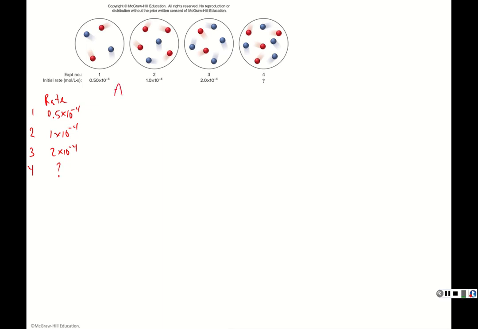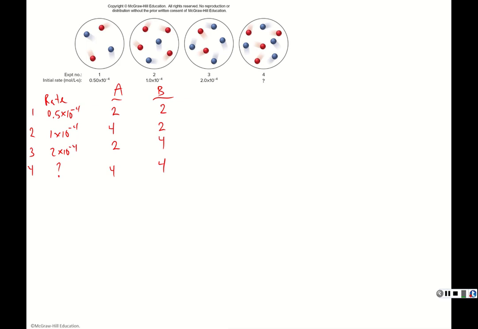Then we can also calculate how much A and B we have. In experiment 1 we have 2 of each. In 2 we have 4 A's and 2 B's. In 3 we have 2 A's and 4 B's. And finally in 4 we have 4 and 4. Now we can look at what the coefficients of our rate law are.